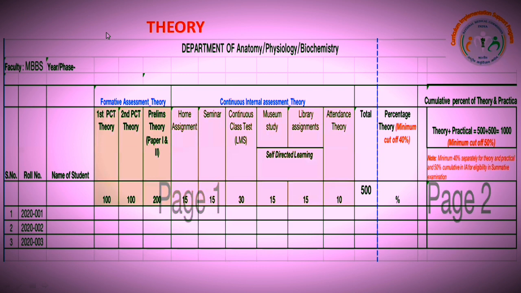Now, one thing, which is continuous internal assessment theory: we have said that we can't have a new timetable for all this. Our lecture timetable is 3 to 5 PM practical SGD, so we have made it 3 to 4:30. Then 4:30 to 5, we have given a new slot for seminar, homework, and all this. Those will be dealt with in that slot.